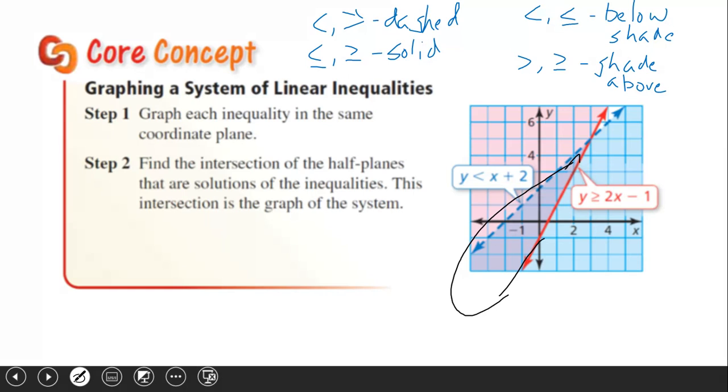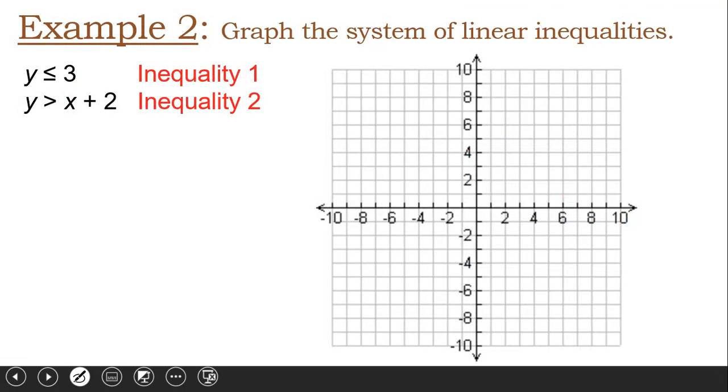Sometimes there is no overlap shaded region. In that case, there's no solution to the system of inequalities. So we're looking for that double overlapped area. So let's take a look at the first example.